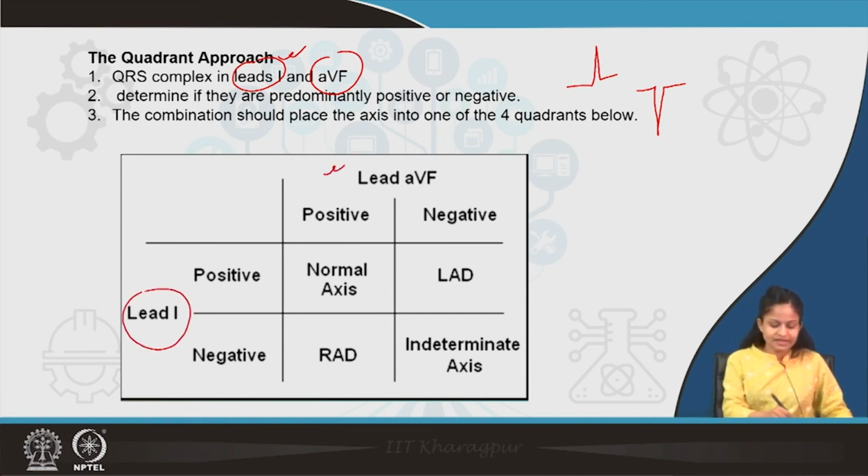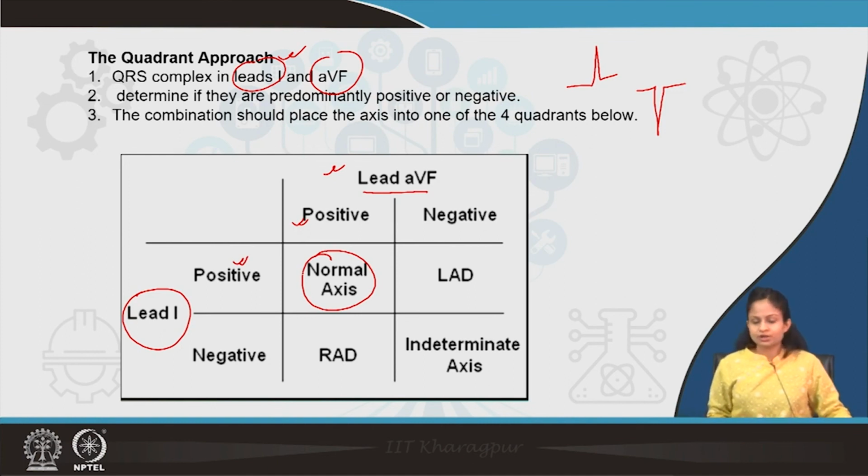Suppose in lead 1 you get a positive deflection, as well as in lead AVF you get a positive deflection, you get the normal axis, which means positive in lead 1, positive in AVF, it is a normal axis. Suppose you get a negative deflection in lead AVF and a positive in lead 1. That means you get a left axis deviation. Suppose you get a negative deflection in lead 1 and a positive deflection in lead AVF, that means it is a right axis deviation.